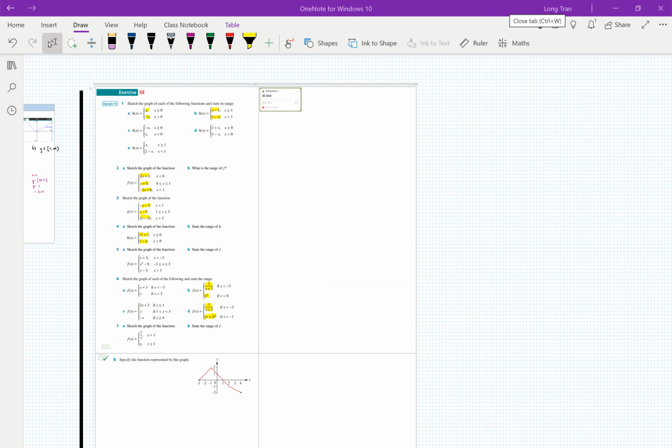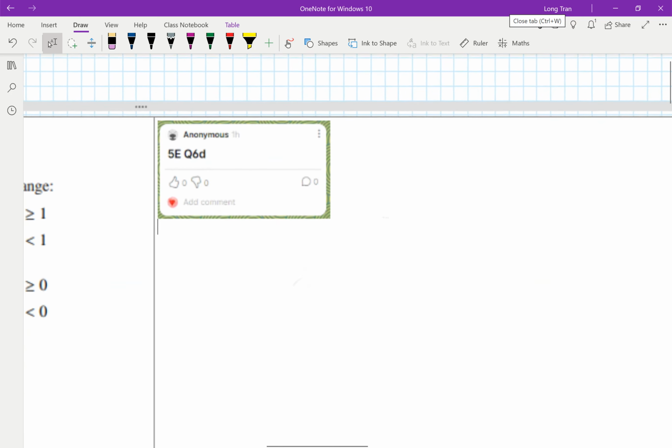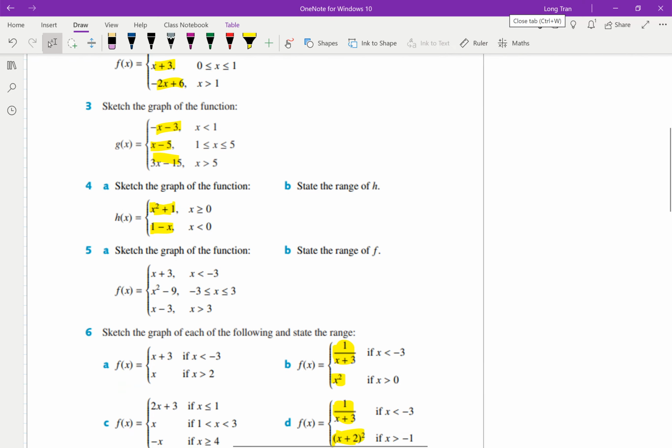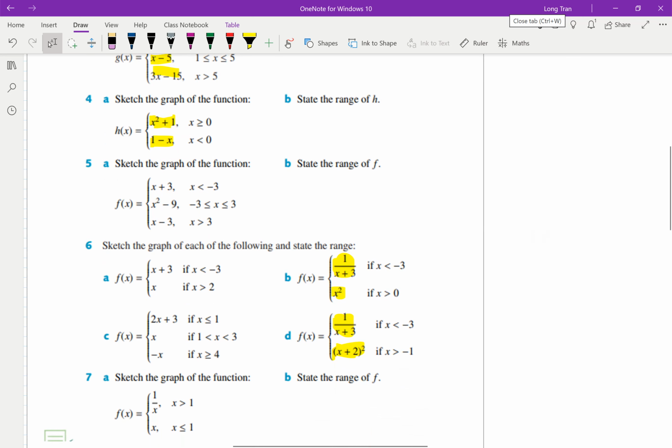Hey there, year 11s. We've got a question for exercise 5E, question 6d. This is to do with piecewise functions. So let's see, 6d. Whoa, that's interesting. All right, let's have a go with this one.